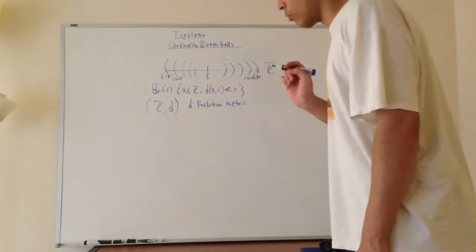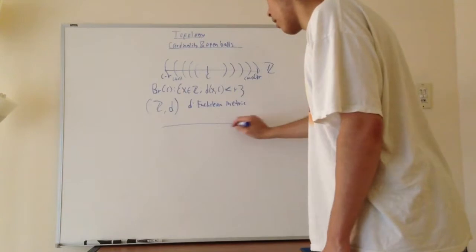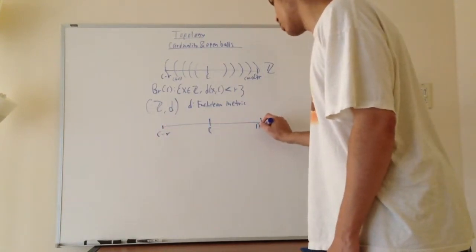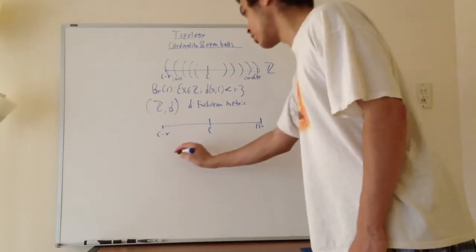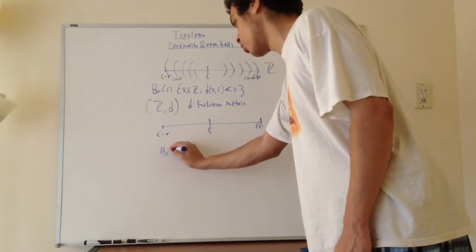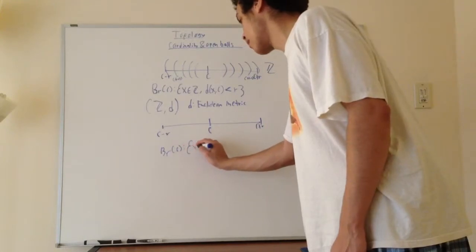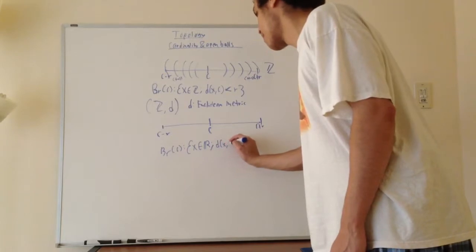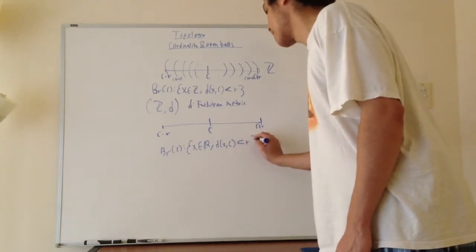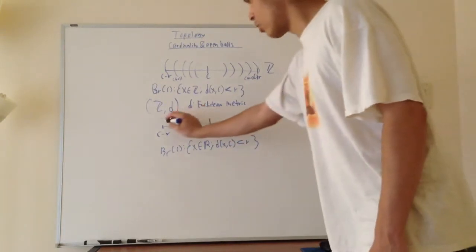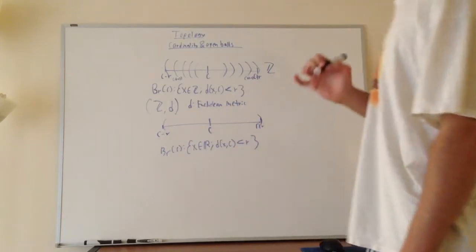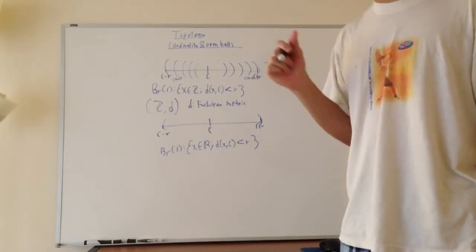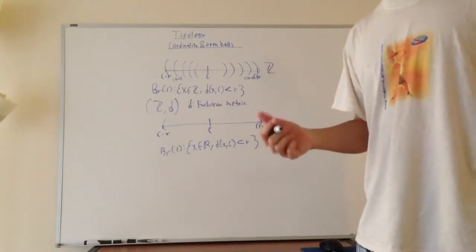That's interesting. But what if we do the same thing, and this time we have a point C, with C minus r and C plus r, and we wanted to draw an open ball, but instead of the integers, we're going to take the reals. Well, remember, for the real numbers, there's an infinite amount of points between any two given integers.